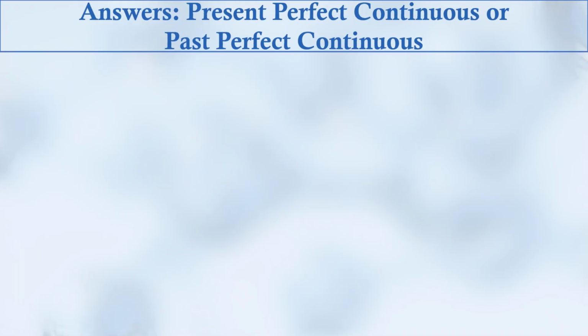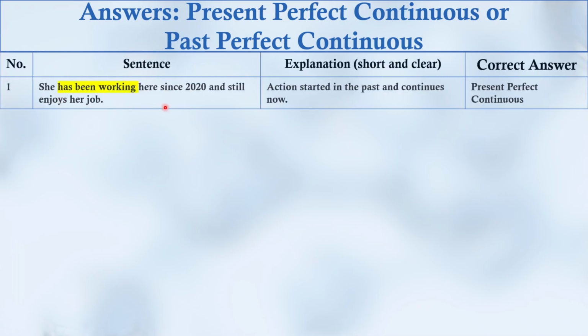Alright, let's check your answers together. Focus on the highlighted parts as we go through each sentence. Number 1. She has been working here since 2020 and still enjoys her job. We use has been working because the action started in the past and is still continuing now. That's the present perfect continuous. It connects directly to the present.